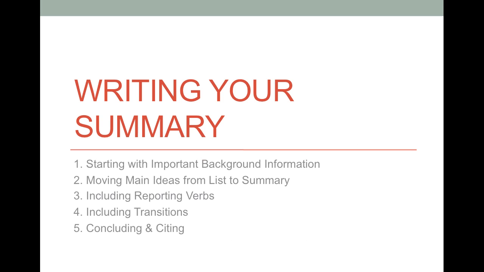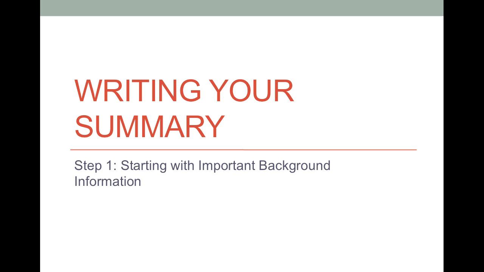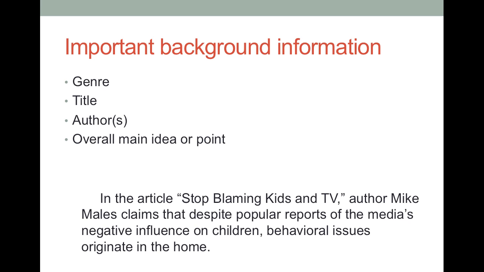Now that you have a list of main ideas, you're ready to start writing your summary. Most summaries you'll write will be about a single paragraph, so that's what we'll be practicing here. Here are the steps that were mentioned at the beginning of the tutorial. We'll be going into more detail on each step, beginning with step 1, how to start with important background information. You'll need to familiarize your reader with the big picture before going into details. This important information includes the genre or type of work you're summarizing, the title, the author, and the overall main idea or point.